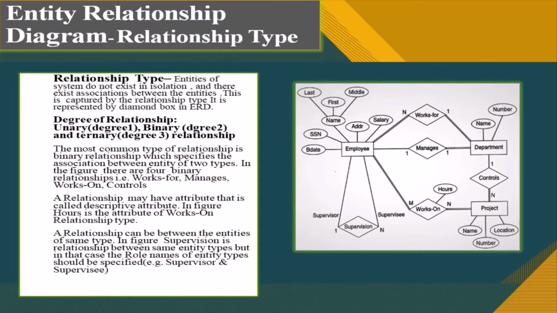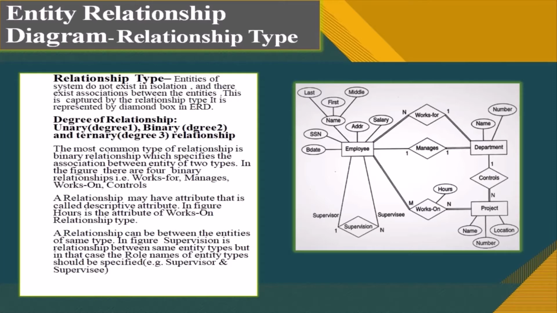Degree of relationship. The degree of a relationship can be degree 1, or unary, binary, or ternary. Unary degree means that there is a relationship between entities of the same type. Binary degree means there is a relationship between two different entities.